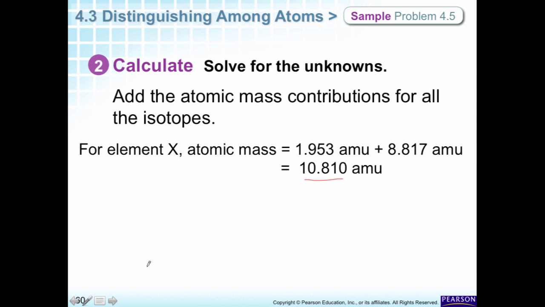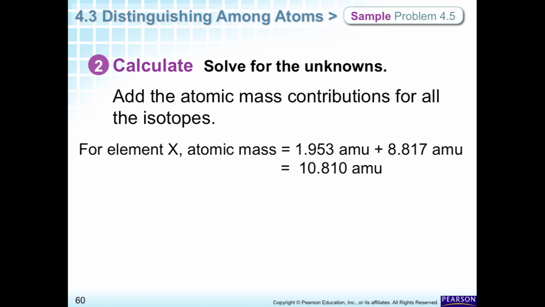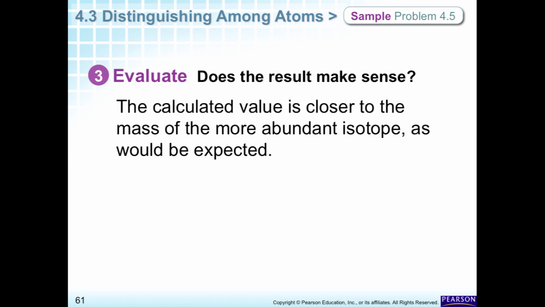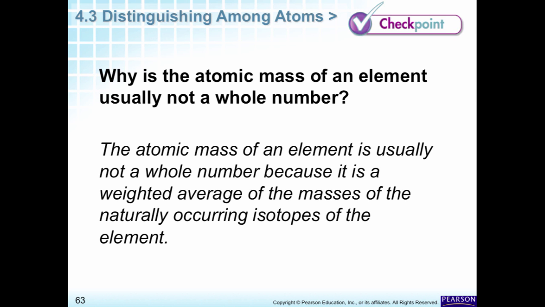If it's closer to the one that is smaller, let's look back there. It's closer to the one that is 11 versus the one that's 10. And it is. 10.8 is closer to 11 than it is to 10. So there we go. Why is the atomic mass of an element usually not a whole number? Well, because it's a calculated value based on a weighted average.